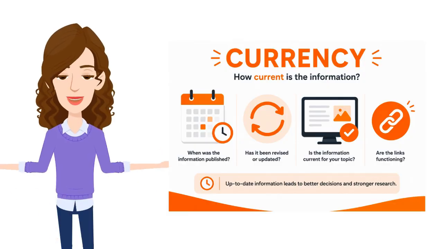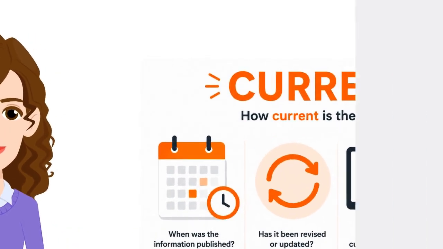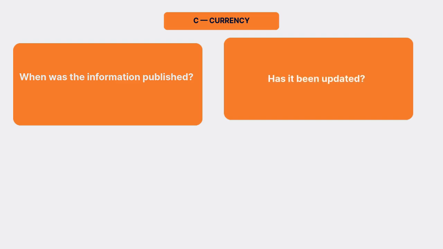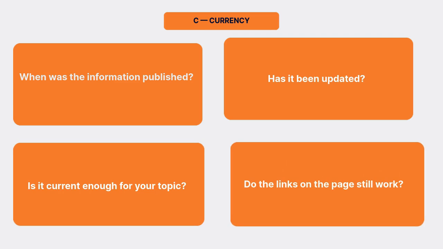Let's begin with currency. Currency refers to how up-to-date the information is. Ask yourself, when was the information published? Has it been updated? Is it current enough for your topic? And do the links on the page still work?